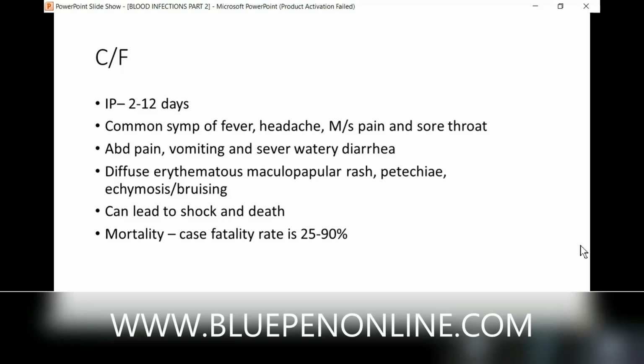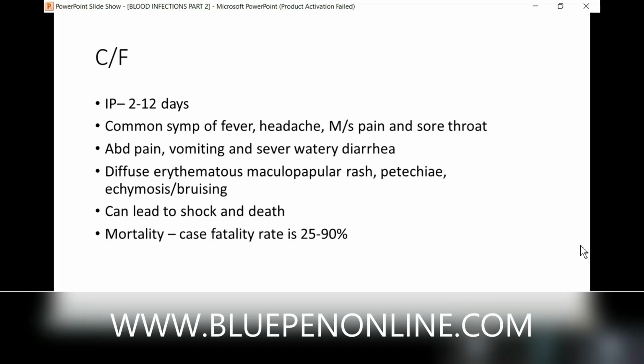Common symptoms are fever, headache, muscle pain, and sore throat. After some time, there will be abdominal pain, vomiting, and severe watery diarrhea. There will be a diffuse erythematous maculopapular rash, petechiae, ecchymosis, and bruising. Because the person has severe watery diarrhea, it can lead to hypotension, shock, and death.